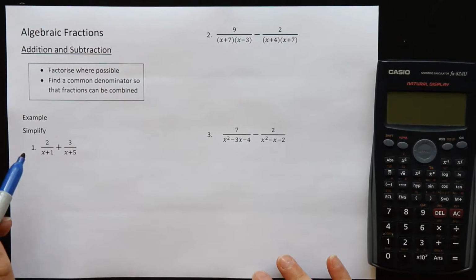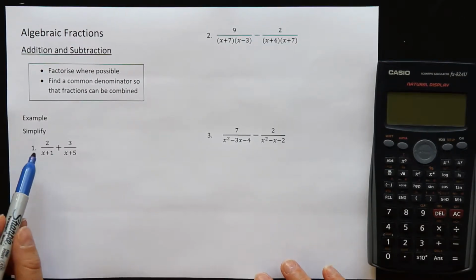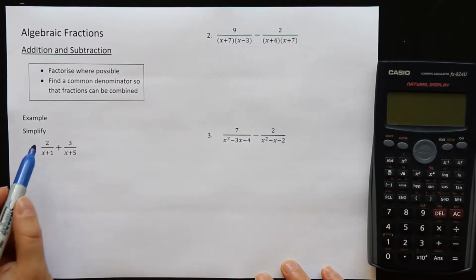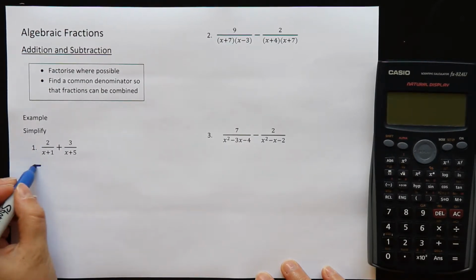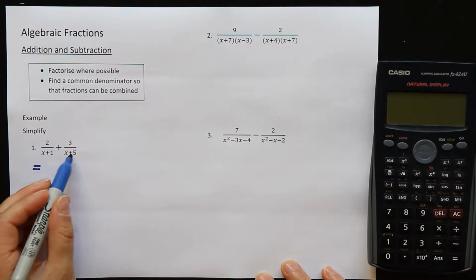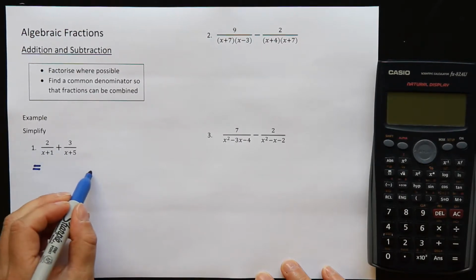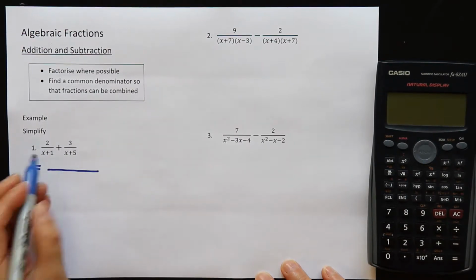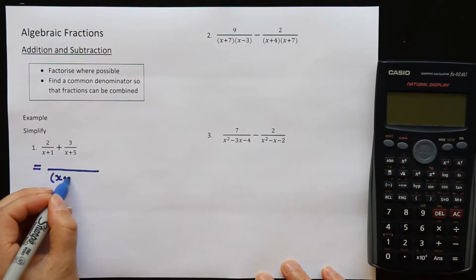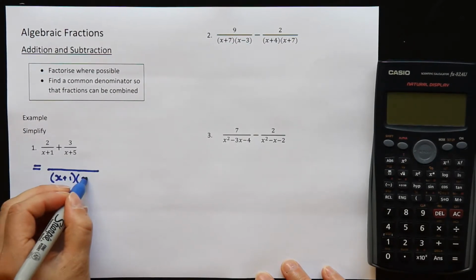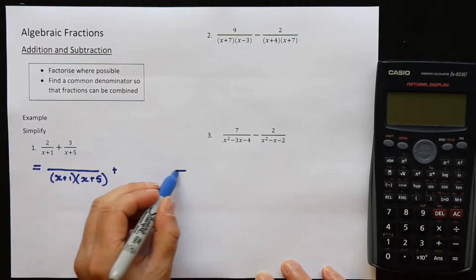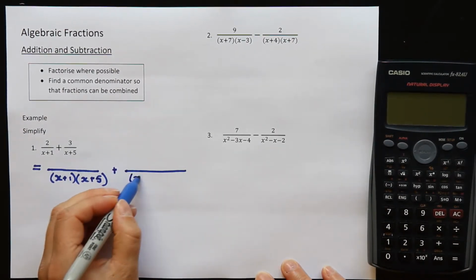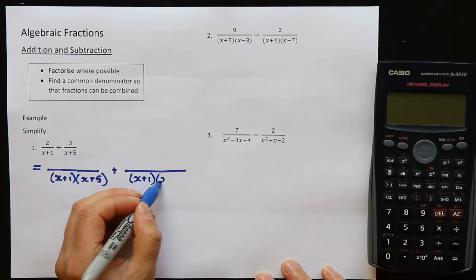Okay, so in question 1, this is my easiest type of question. There's no factorizing here to be done. I need to get a common denominator. The easiest way to do that is to take these algebraic expressions here and just multiply them together. So that would be x plus 1, we put them in brackets, and x plus 5. Okay, we do that for both of them. X plus 1 and x plus 5.